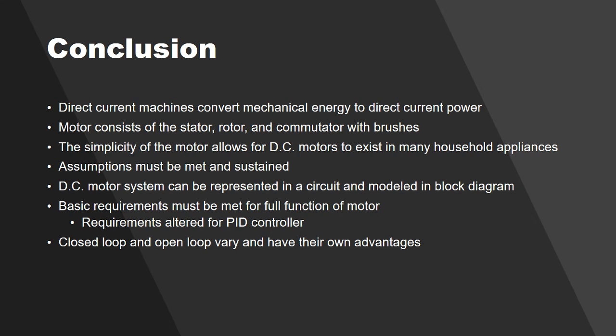So in conclusion, we've discussed DC motors, how they can convert mechanical energy into direct current power, how they consist of a stator and a rotor. They are simple and can be used in many household appliances. The assumptions stated must be met and sustained for it to work properly. It can be represented in a circuit and block diagram as shown. And the requirements for a basic DC motor are very similar to the PID controller with a few alterations. The closed and open loop vary and have their own advantages.